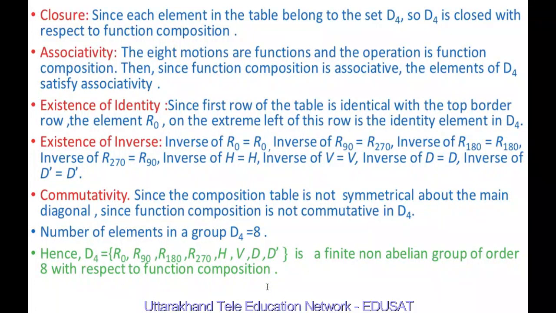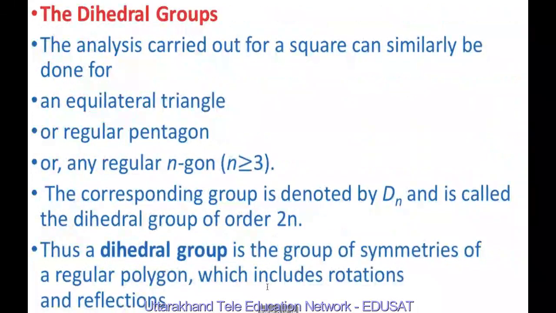So we have seen that we can create a group for any geometric shape by looking at the symmetry of the shape. Similarly, we can discuss many dihedral groups. We can discuss it for an equilateral triangle, any regular pentagon or any regular n-gon. The corresponding group is denoted by Dn and it is called a dihedral group of order 2n. Thus, a dihedral group is the group of symmetries of a regular polygon which includes rotations and reflections.